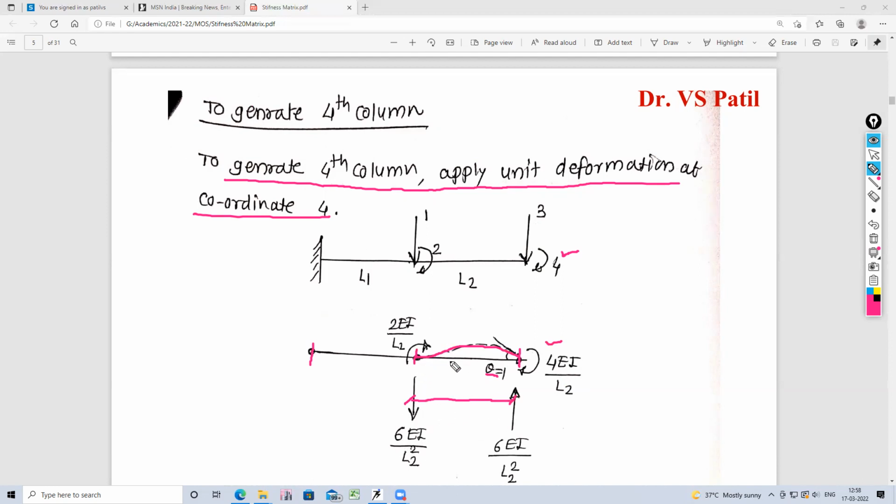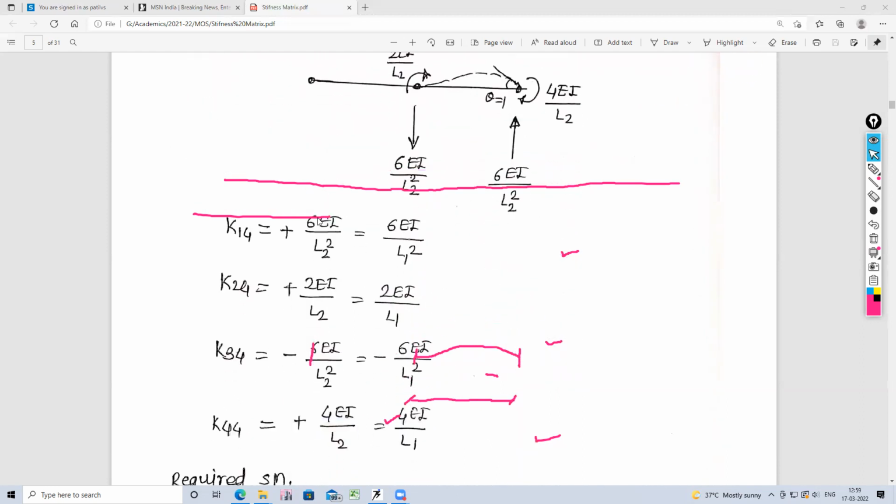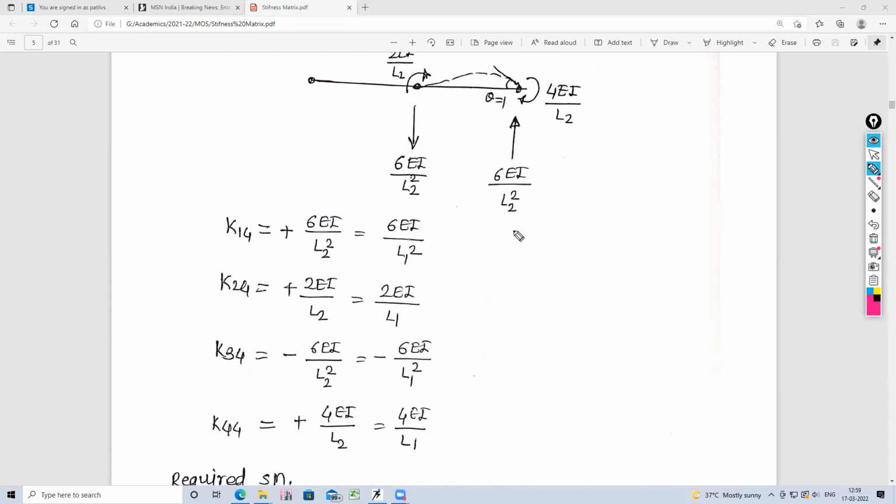Then what is the value? It is 4 plus 2, which is 6EI divided by L2, upon L2. So it will be equal to 6EI upon L2 square. So this will be downward 6EI by L2 square, and this will be upward 6EI by L2 square. Then write the coordinates in the element: first element, second element, third element, and fourth.